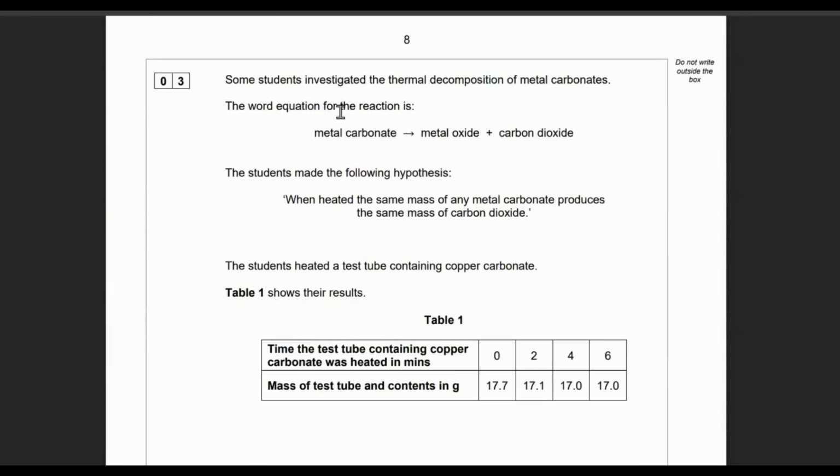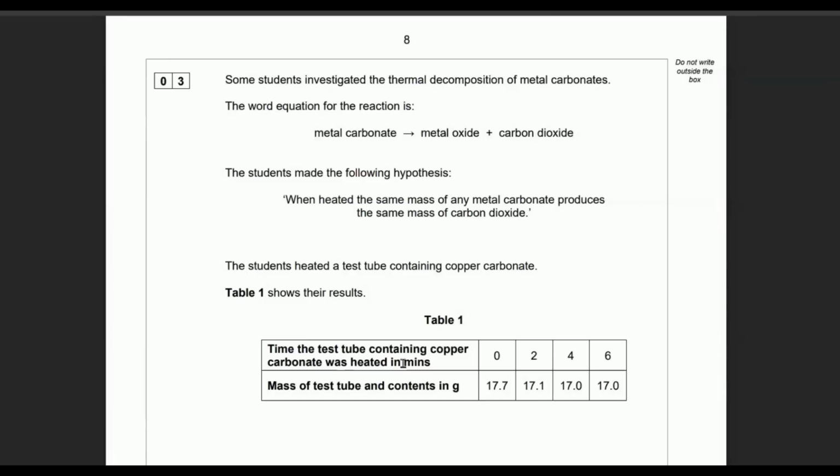Question 3. Some students investigated the thermal decomposition of metal carbonates. The word equation for the reaction is metal carbonate goes to metal oxide plus carbon dioxide. The students made the following hypothesis: when heated, the same mass of any metal carbonate produces the same mass of carbon dioxide. The students heated a test tube containing copper carbonate. Table 1 shows their results.